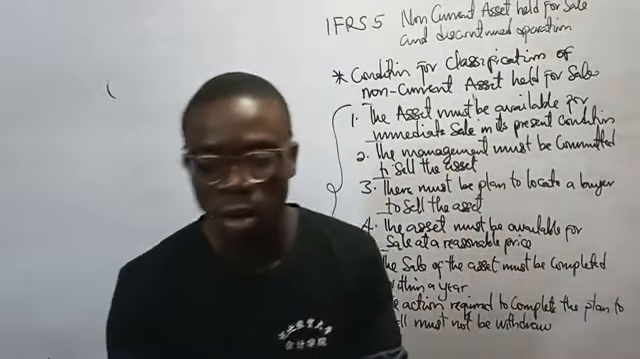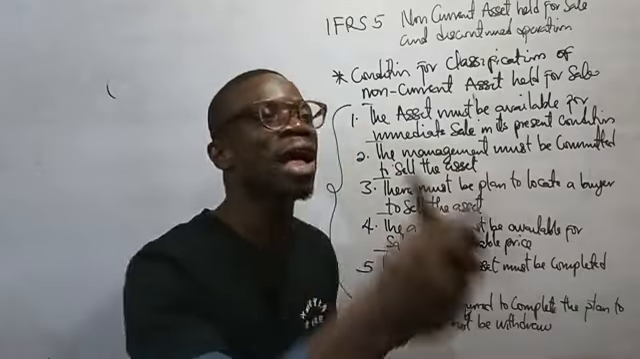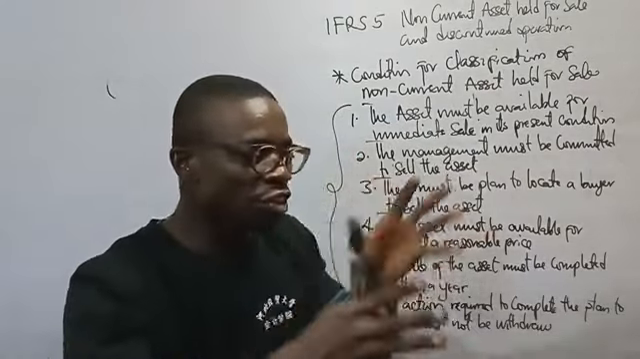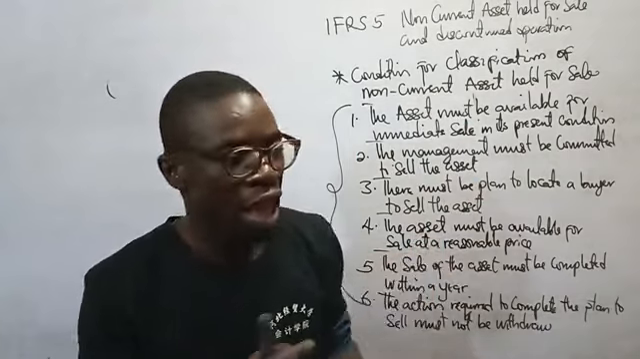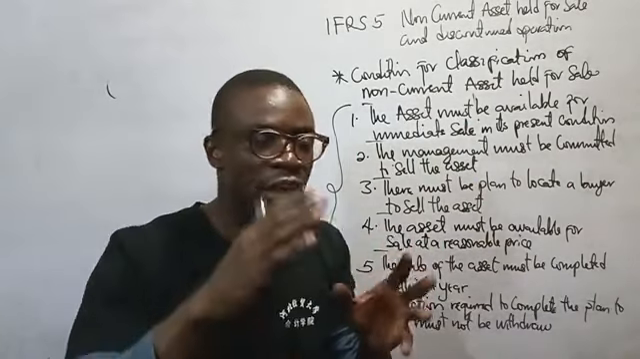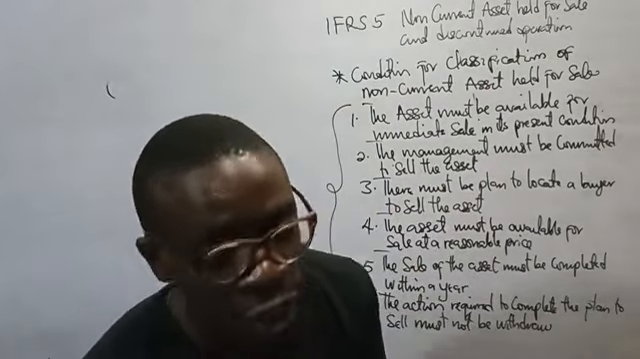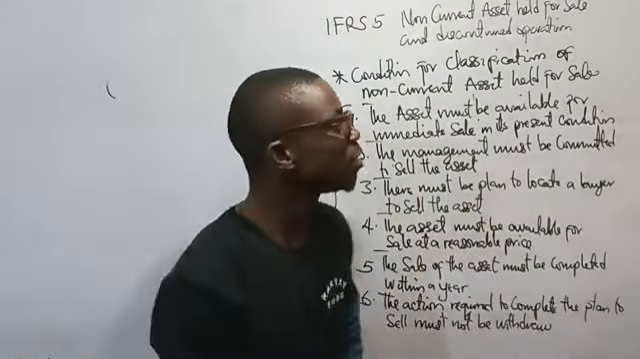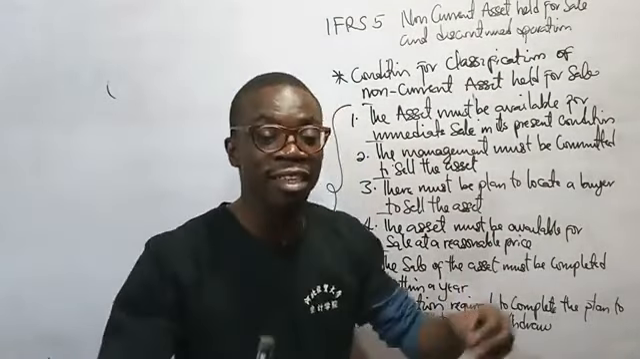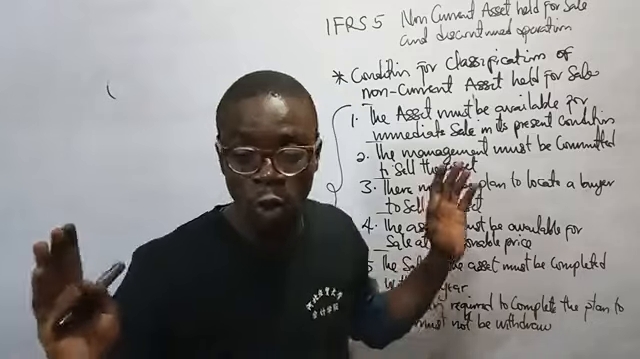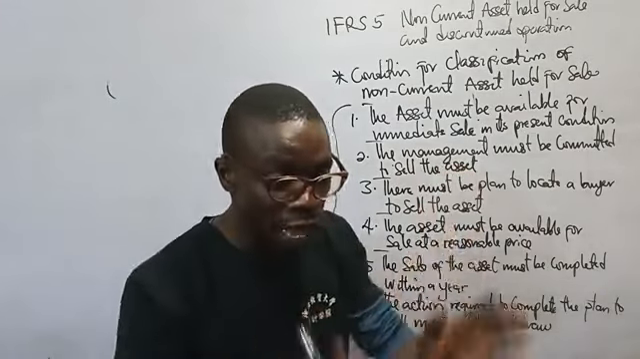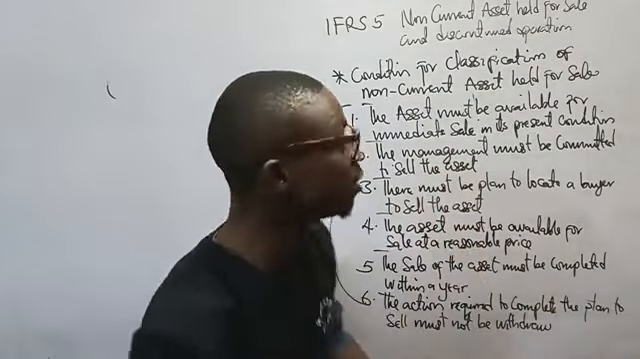Now, if you are still pondering that you need to change some parts, or paint it to make it look good, or maybe a building that I need to renovate before actually selling it, that means that asset cannot be classified as held for sales. An asset must be available for immediate sales in its present condition. That means the condition in which that asset is now, you are ready to sell it.